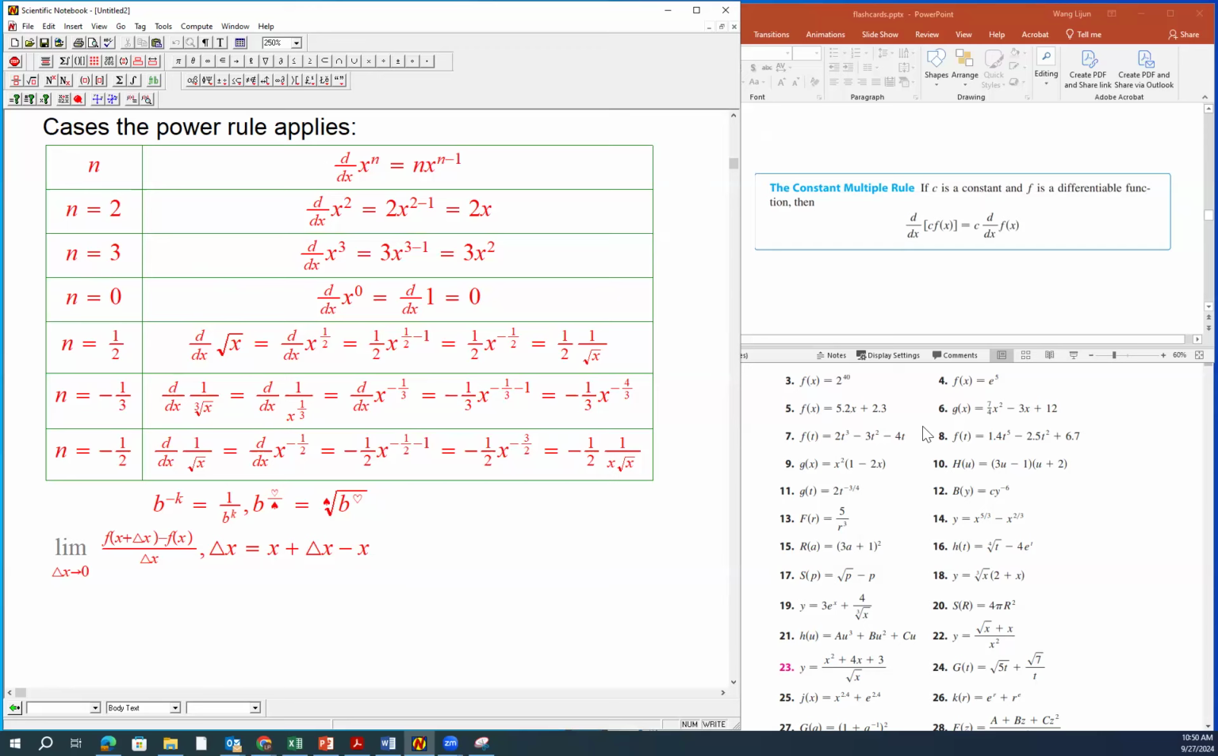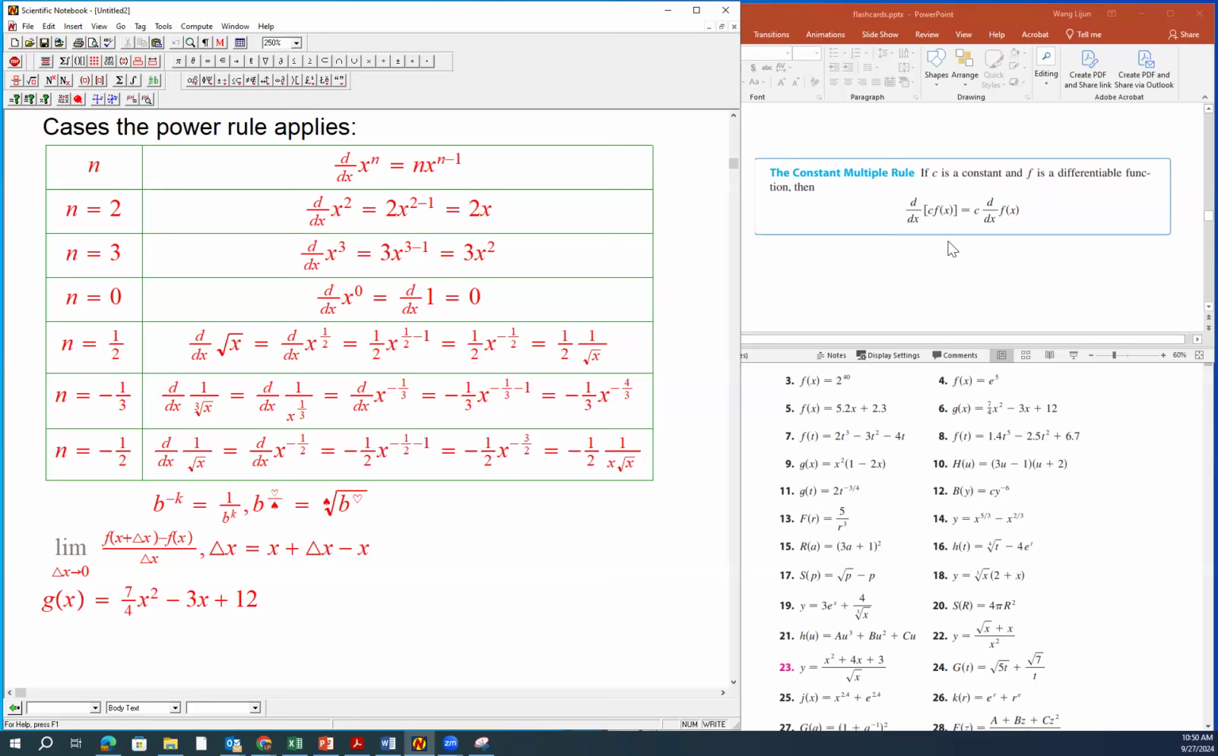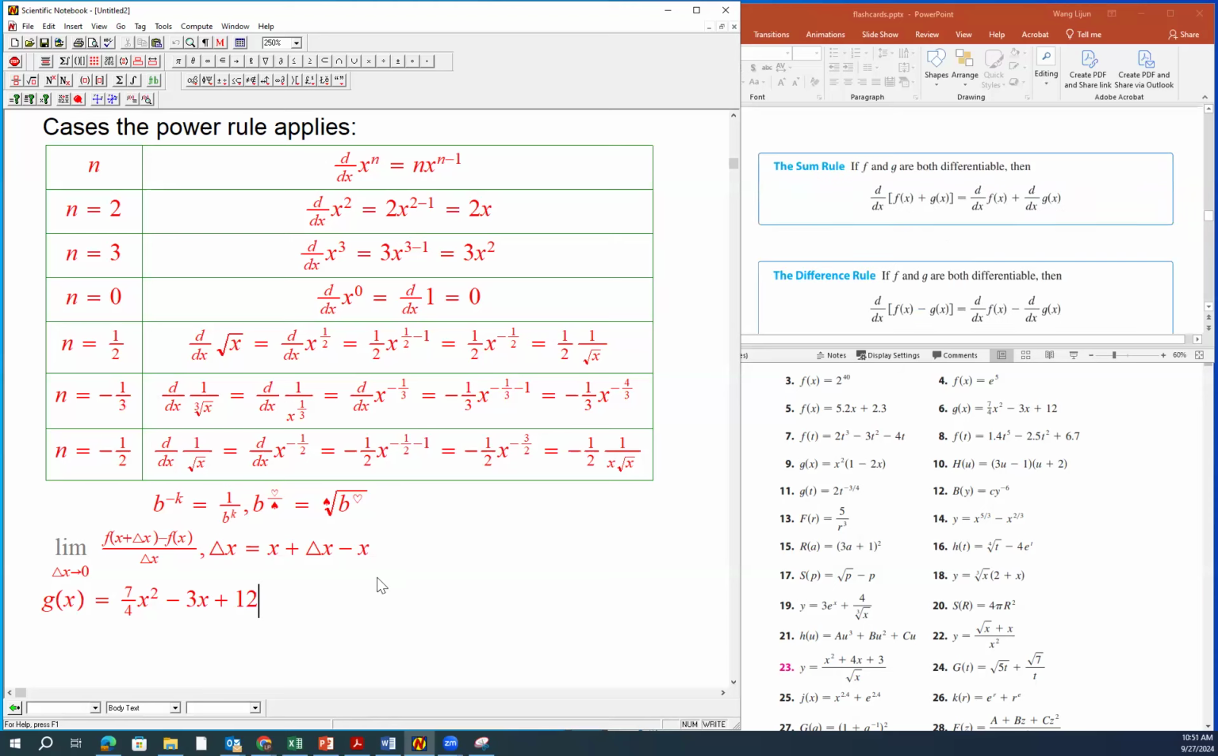For example, on number 6, we got g of x equals 7 over 4 x squared, subtracting 3x minus 12. According to the sum and difference rule, we can find derivatives separately. So g prime of x equals, we just differentiate each part.